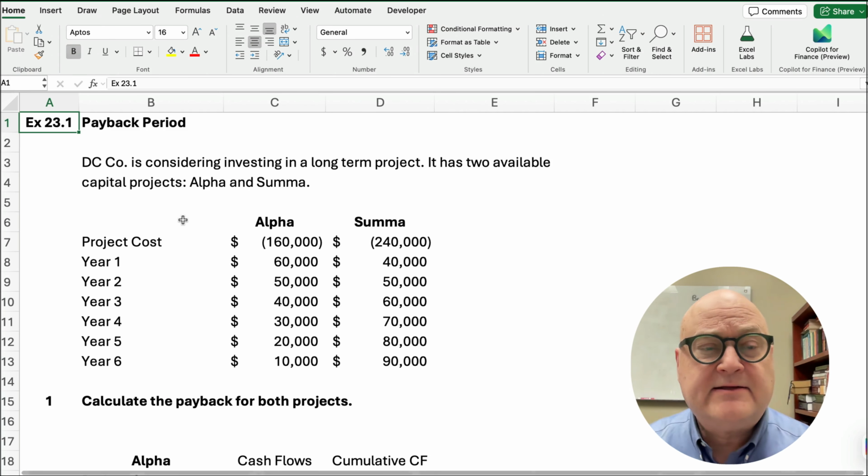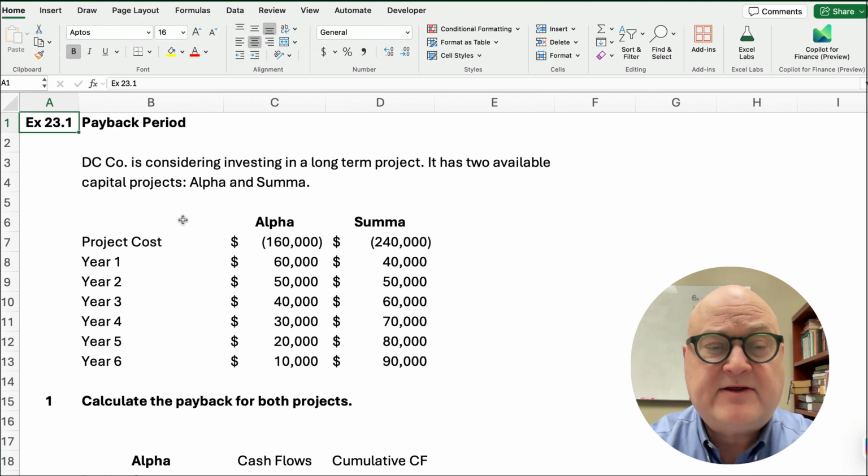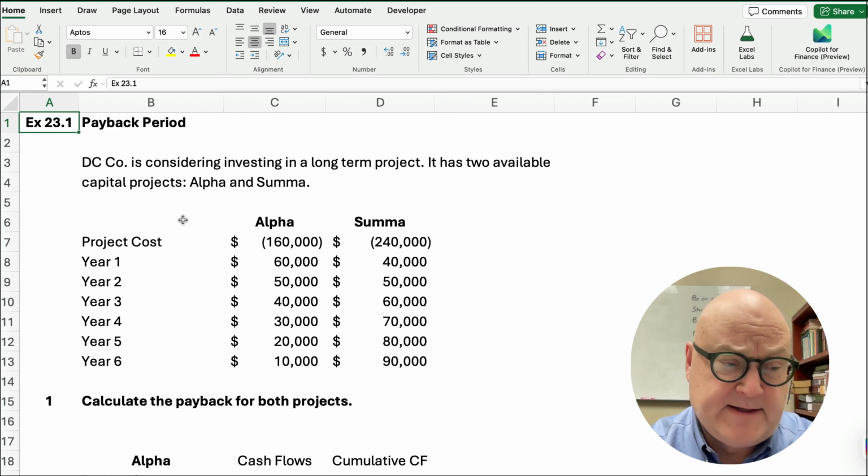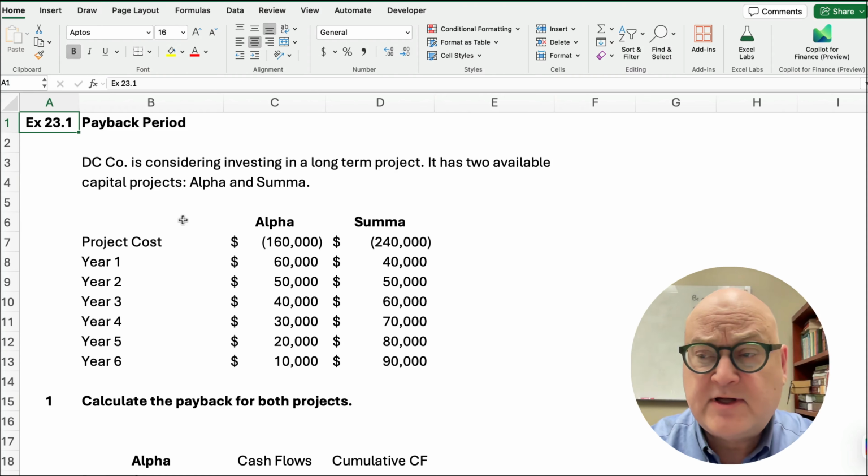We've got the DC company considering investing in a long-term project. They can pick the alpha or the summa. What capital budgeting is, you're going to invest in a project, maybe buy machinery, equipment, or do some kind of extra capital campaign in terms of marketing cost or whatever, and you expect to have benefit over several years, 3 or 4, 5, 6 years, or even longer.